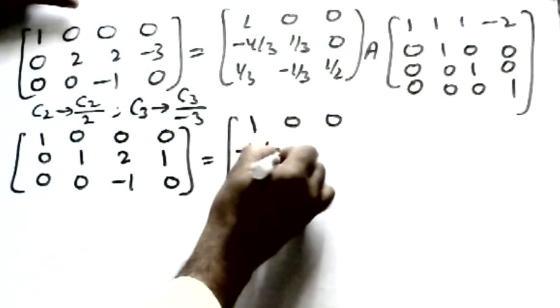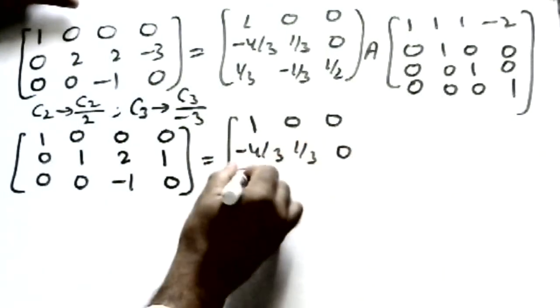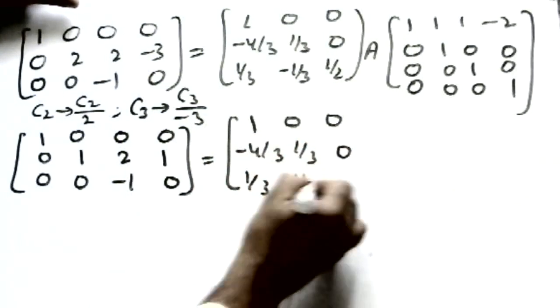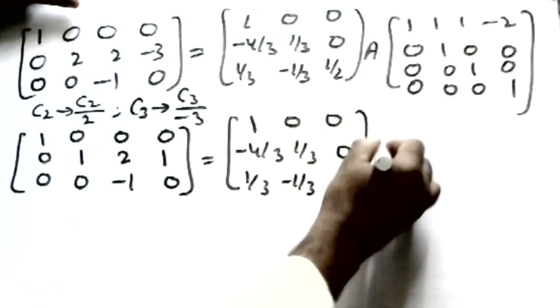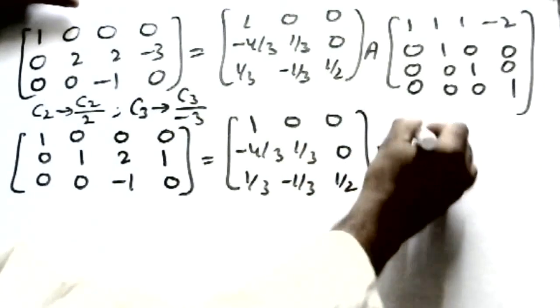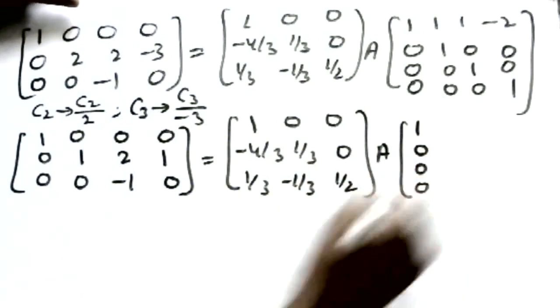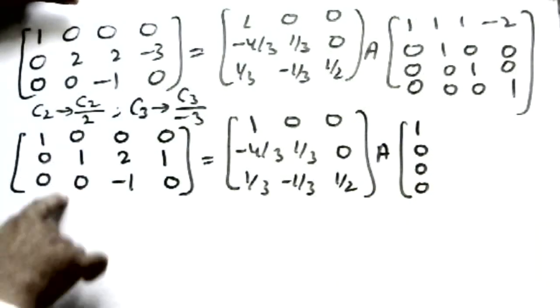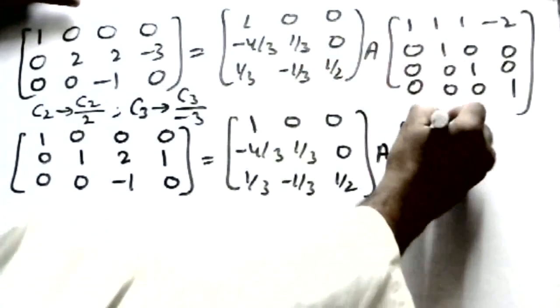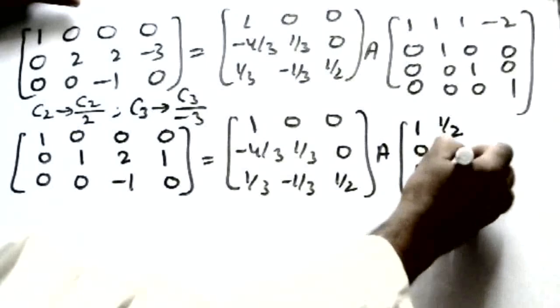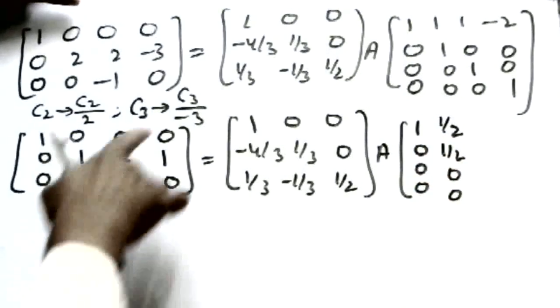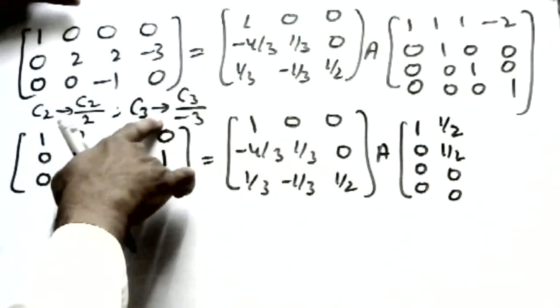You write as it is, this one 1 0 0, minus 4 by 3, 1 by 3, 0, 1 by 3, minus 1 by 3, 1 by 2, into A. Now you write the first column as it is 1 0 0 0. Second column we have taken common 2. So if we take common 2, this will be 1 by 2. This will be 1 by 2. 0 will be the 0.